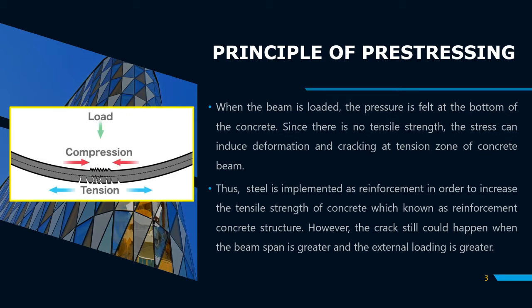When the beam is loaded, the pressure is felt at the bottom of the concrete. Since there is no tensile strength, the stress can induce the deformation and cracking at tension zone of concrete beam. Thus, steel is implemented as reinforcement in order to increase the tensile strength of concrete, which is known as reinforcement concrete structure. However, the crack still could happen when the beam span is greater and the external loading is also greater.